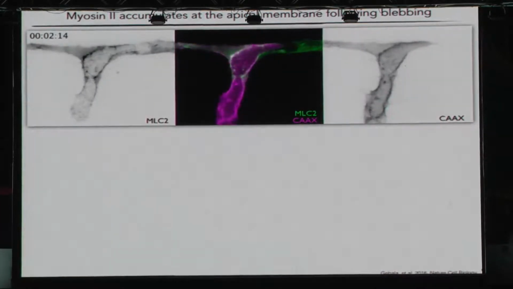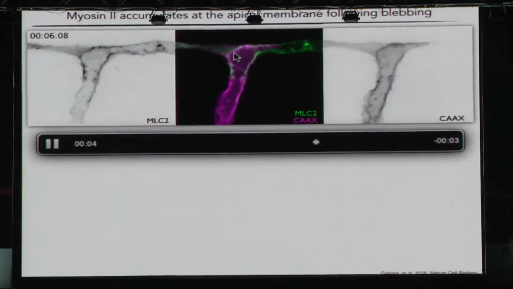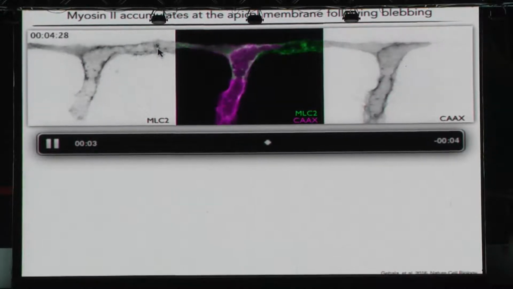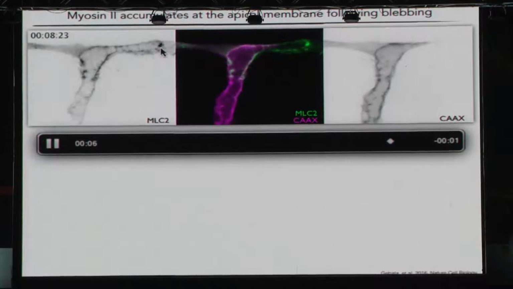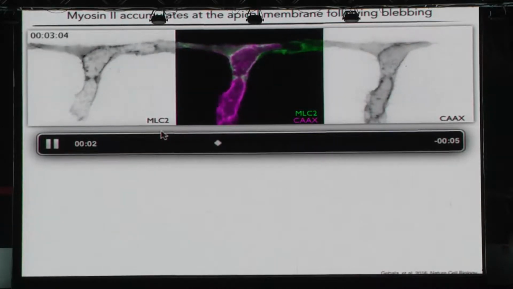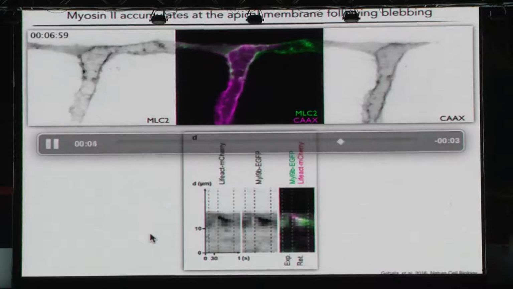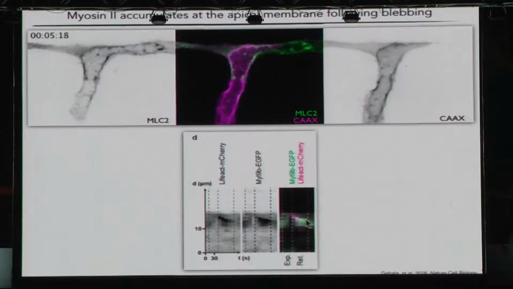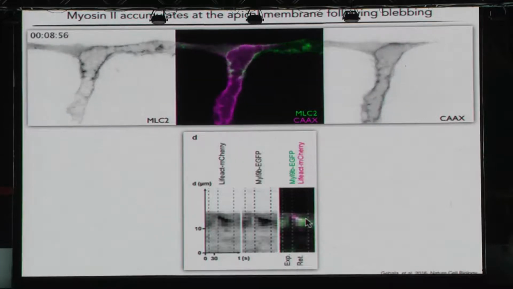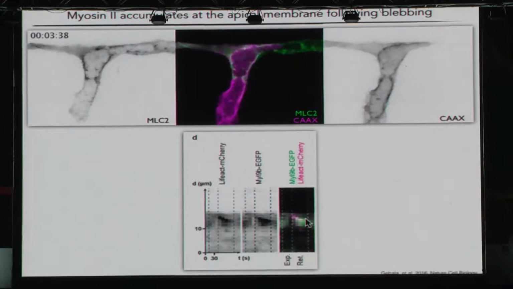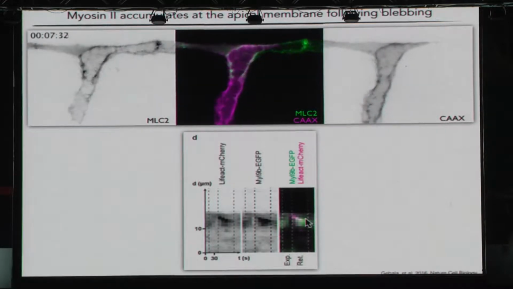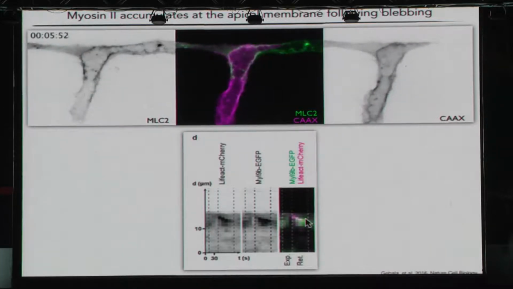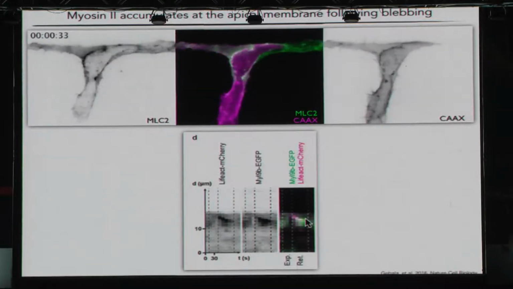Similarly, we also found that myosin II accumulates at the apical membrane. And here, myosin II is in green. If you look in this region here, you can see that there's enrichment of myosin II in membrane flaps. And when we compared the localization of myosin II in green and actin in magenta, we found that myosin II recruitment to the bleb surface occurs after the onset of actin polymerization. These co-localization studies suggest that actomyosin contractility is required for bleb retraction.